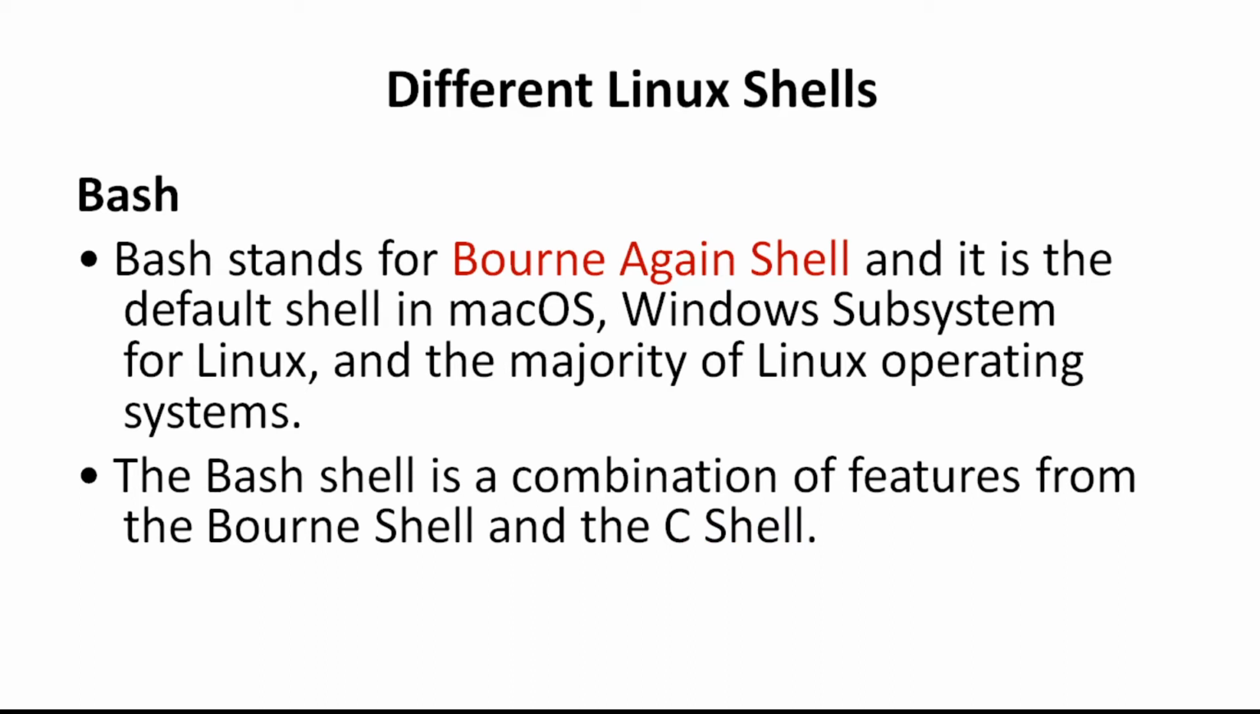The next shell is bash. Bash stands for Bourne Again Shell, and it is the default shell in most operating systems: macOS, Windows Subsystem for Linux, and the majority of Linux operating systems. The bash shell is a combination of features from the Bourne shell and the C shell. We are going to discuss the bash shell later on in these slides.